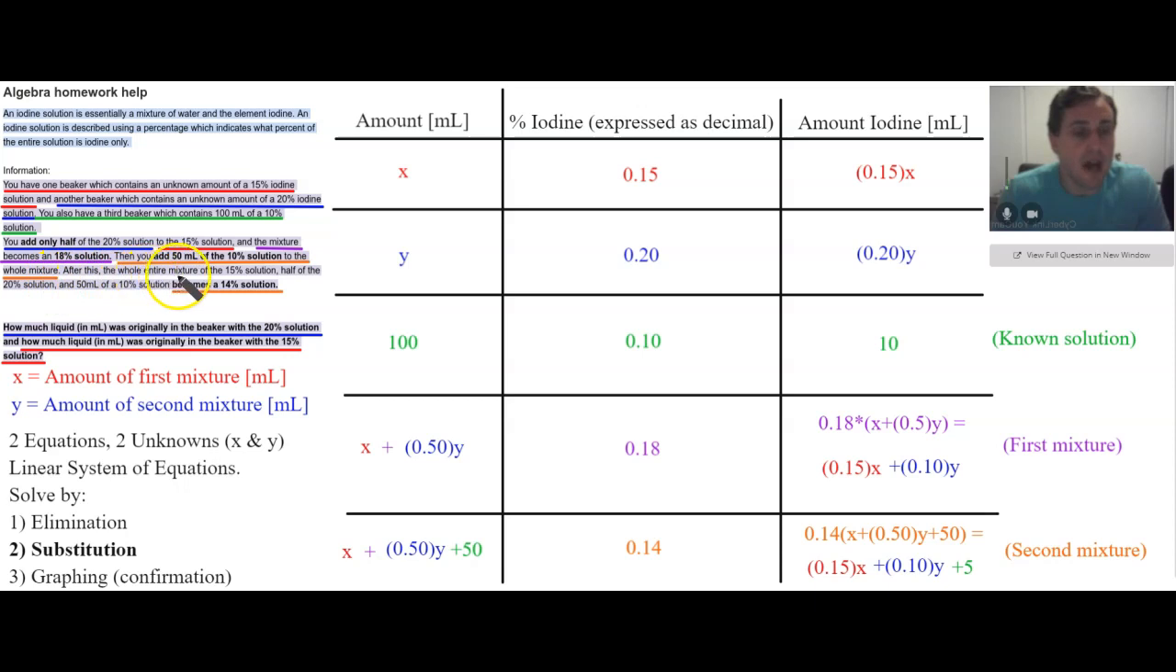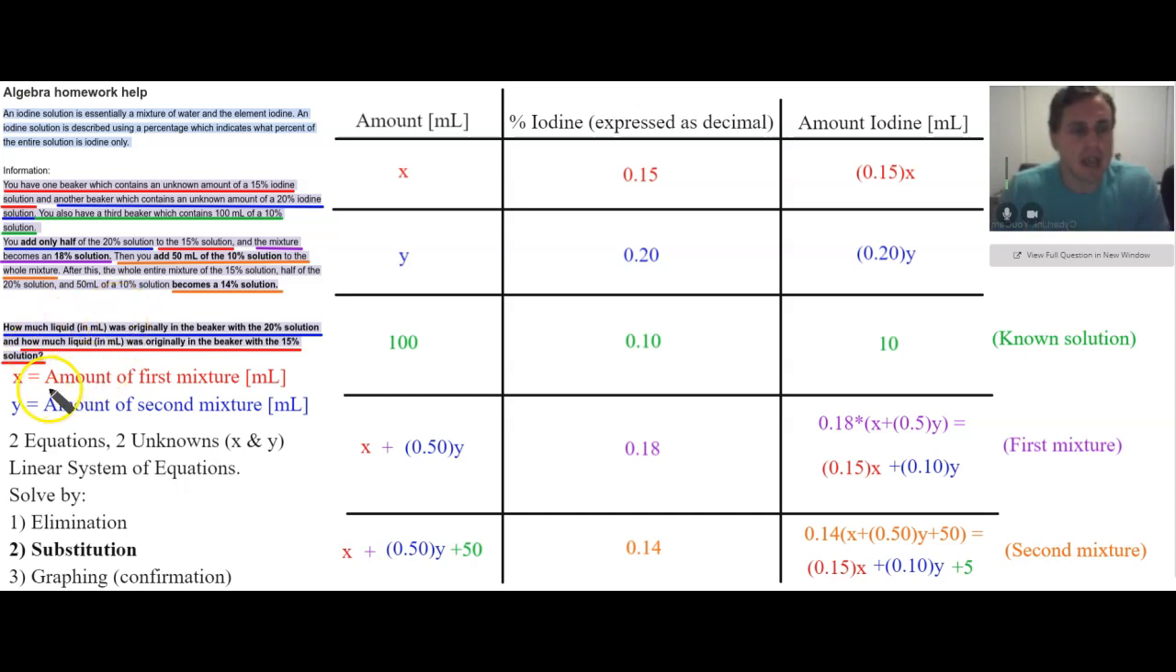After this, the whole entire mixture of the 15% solution, half the 20% solution, and 50 milliliters of the 10% solution becomes a 14% solution. How much liquid in milliliters was originally in the beaker with the 20% solution? And how much liquid in milliliters was originally in the beaker with the 15% solution? Okay, so in order to deal with this problem, we have to label things carefully.